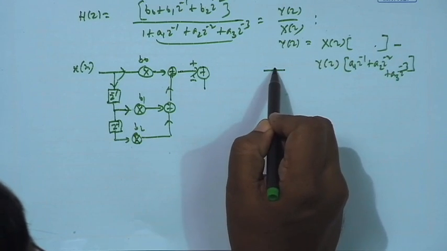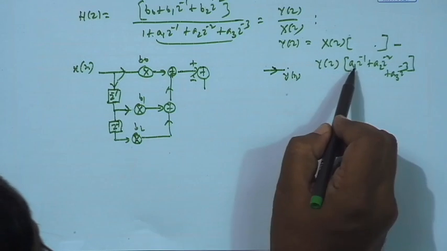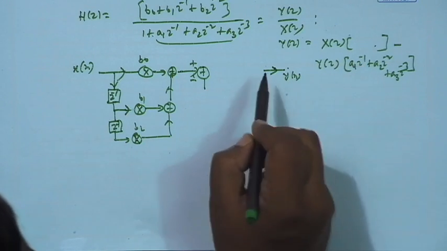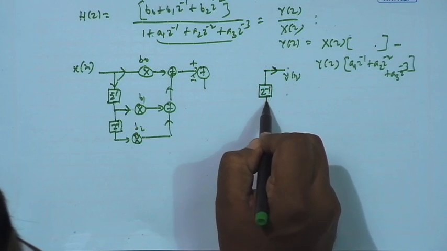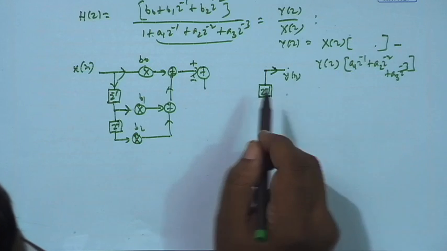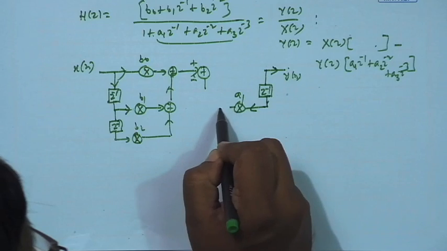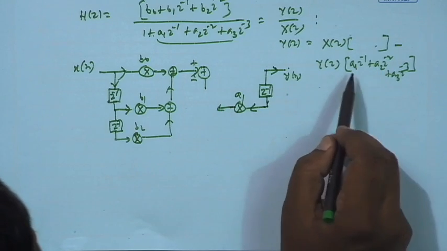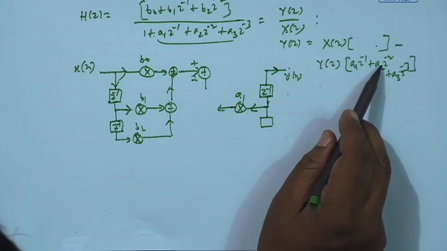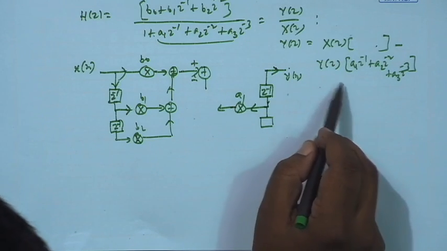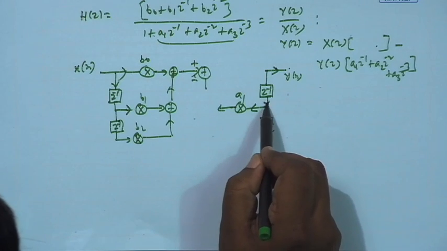Suppose my Y z is here, that is Y z in time domain. So, that will be multiplied by A1 Z inverse. So, Z inverse means 1 cycle delay, not 1 bit, 1 cycle delay, then multiplied by A1. Then A2 Z inverse 2. So, Y z into Z inverse 2 means y n minus 2. So, already y n minus 1 is here.